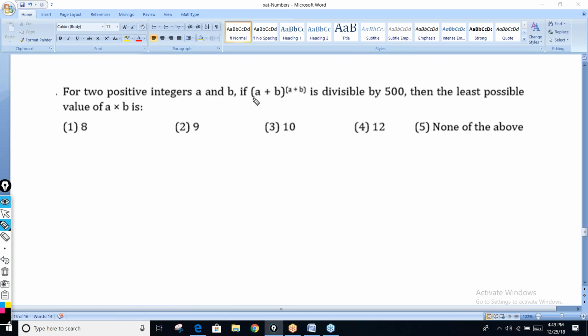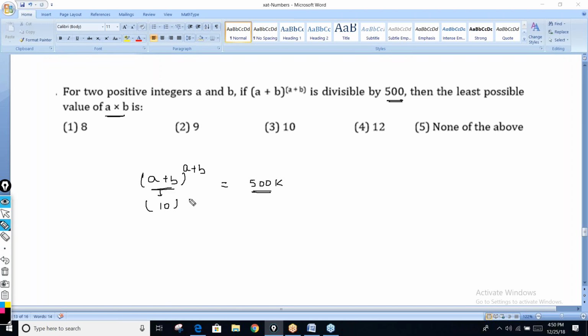Two positive integers a and b. If a plus b raised to the power a plus b is divisible by 500, then the least possible value of a into b is... that should be a multiple of 500. Now two positive integers: the sum of two positive integers can be a multiple of 500 only when the sum is at least 10.